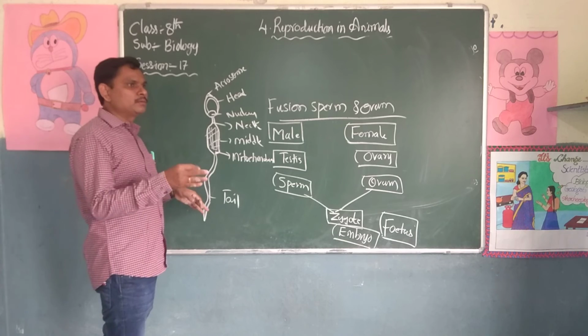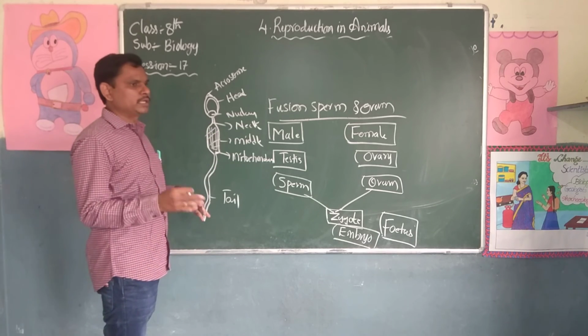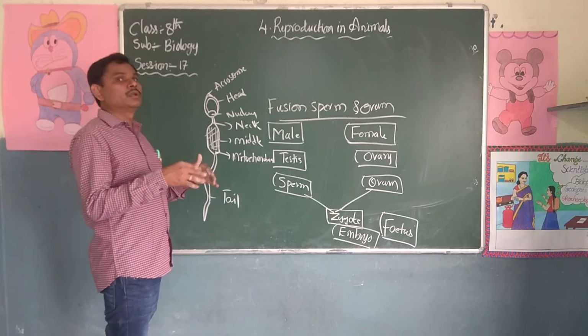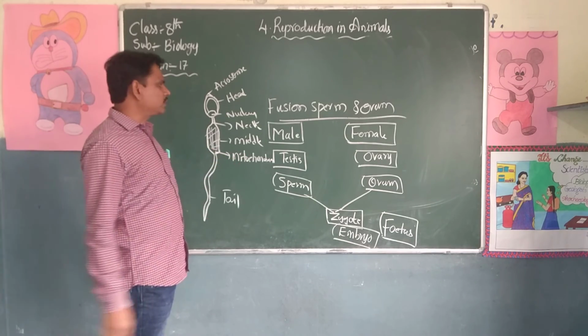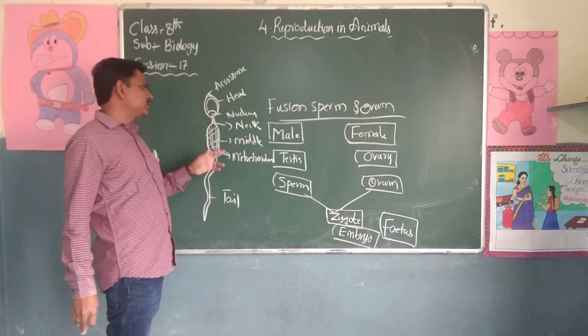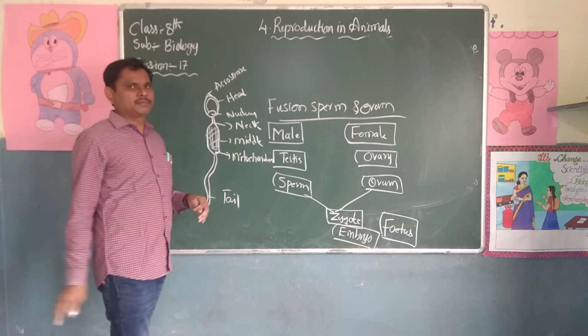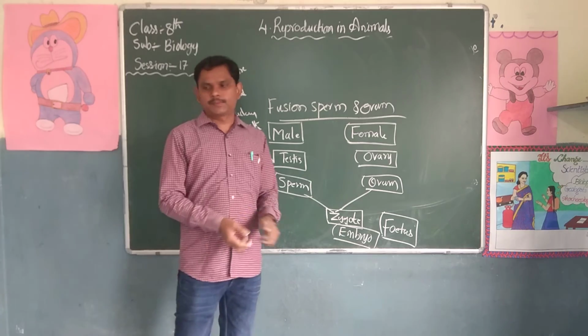The tail will help the movement of the sperm. The mitochondria will give energy to the sperm. The nucleus, neck, middle piece, and tail are there. This is the diagram of sperm.